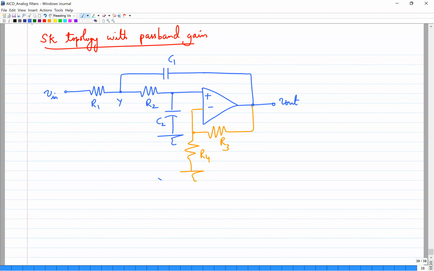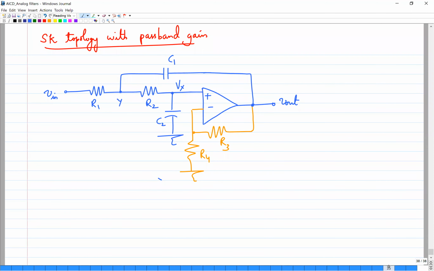Gain provided by this circuit? 1 plus R3 by R4. Right. So if I look at this as the input to the op-amp, this is actually a non-inverting amplifier configuration where your R3 is your feedback and R4 is the resistance towards ground. So let us see what is the gain offered by this.